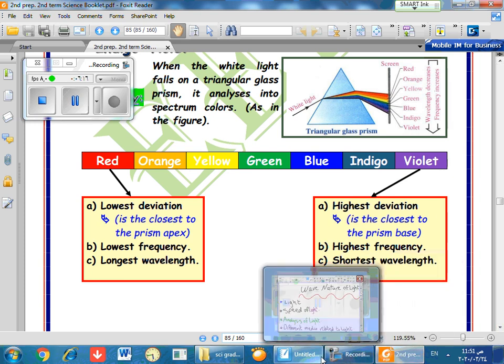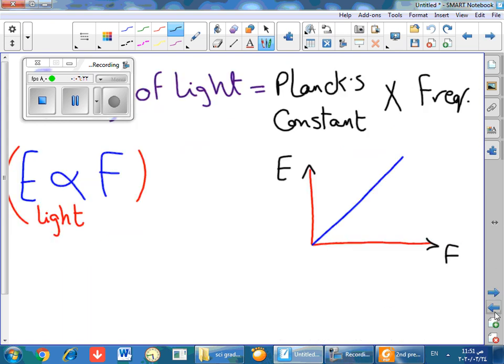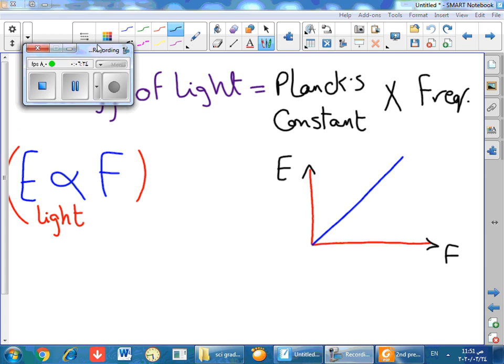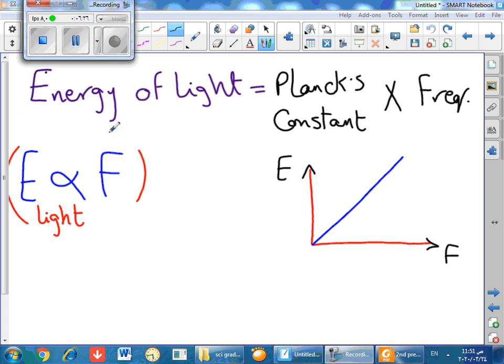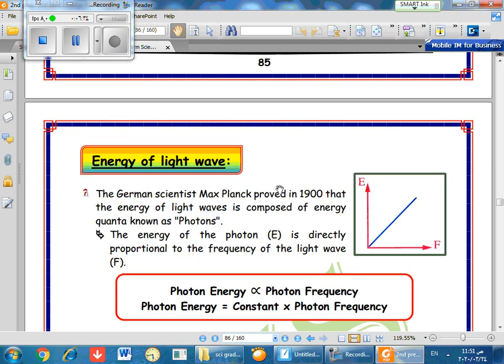The second part of this lesson talks about the energy of light. We have a relation from a scientist called Max Planck. He said that the energy of light is related to the frequency, and there is a direct relation between the energy of light and the frequency.